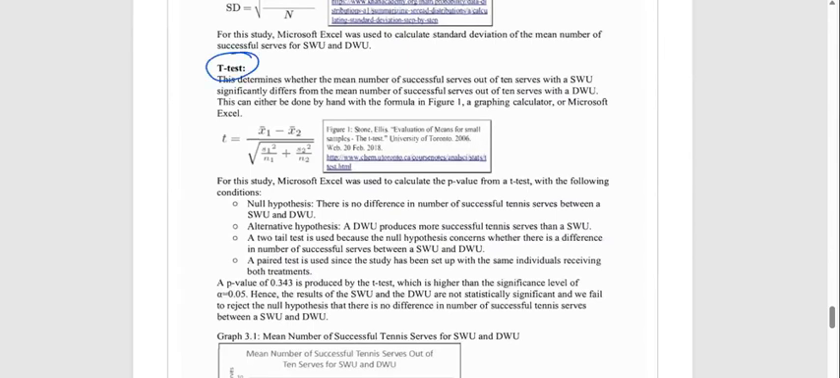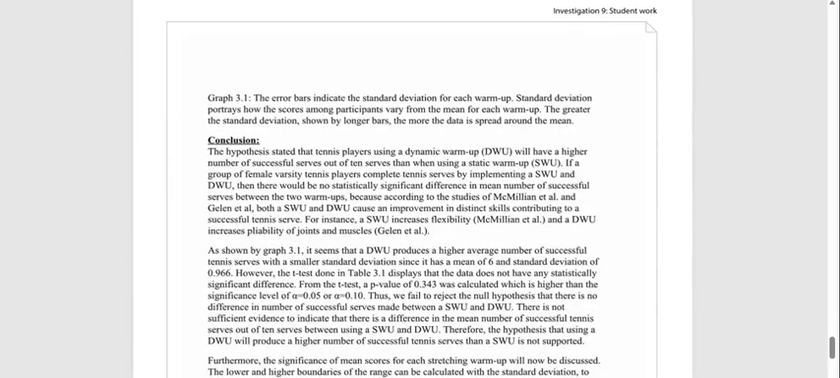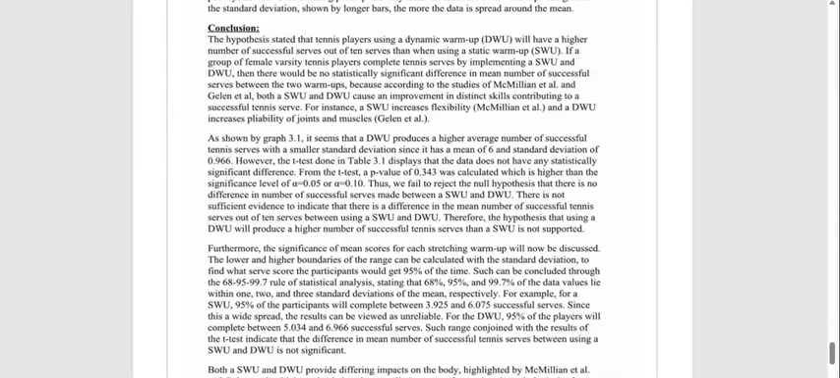So a t-test is a statistical test to see if there is a significant difference between the static warm-up group and the dynamic warm-up group. So they're not going to look at that table of raw data and just eyeball it. They're doing an actual mathematical test and saying what the results of that test tell us.